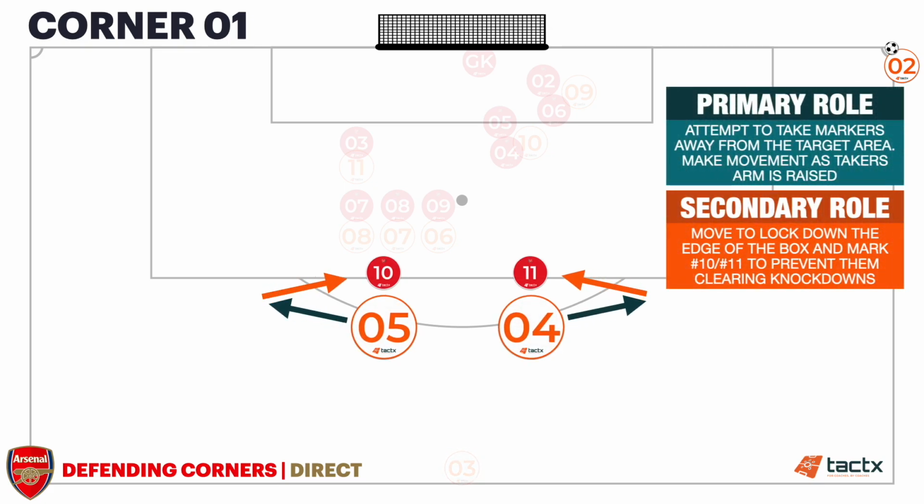Two players on the edge of the box are going to attempt to take the markers away from the target area in case the 10 or 11 do drop deeper. They'll make their movement as the corner taker's arm is raised. The secondary role is to lock down the edge of the box and mark the 10 and 11 to prevent them clearing knockdowns. They'll also be recovering for any counter-attack.